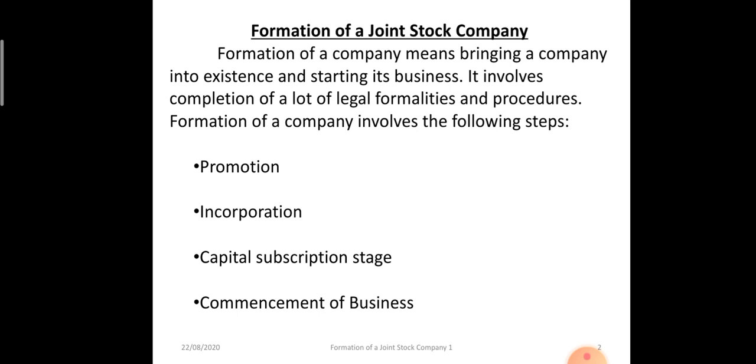Now we will be discussing the following steps. Formation of the company involves the following steps. First one is promotion, second incorporation, third capital subscription stage, and the fourth commencement of business. Here in this video today we will be able to discuss only the promotion stage, the first stage of formation of the company. We will discuss that point only in this video.